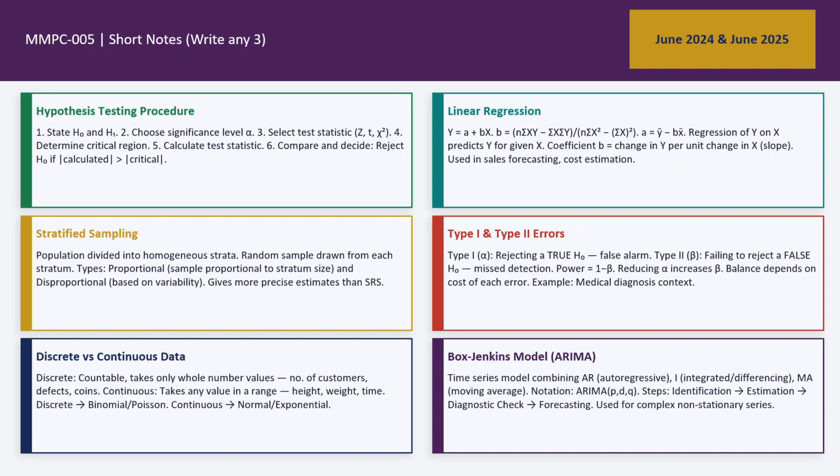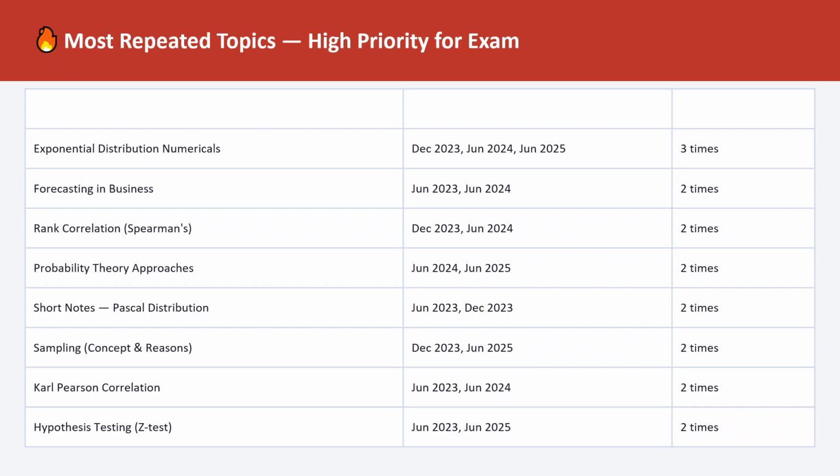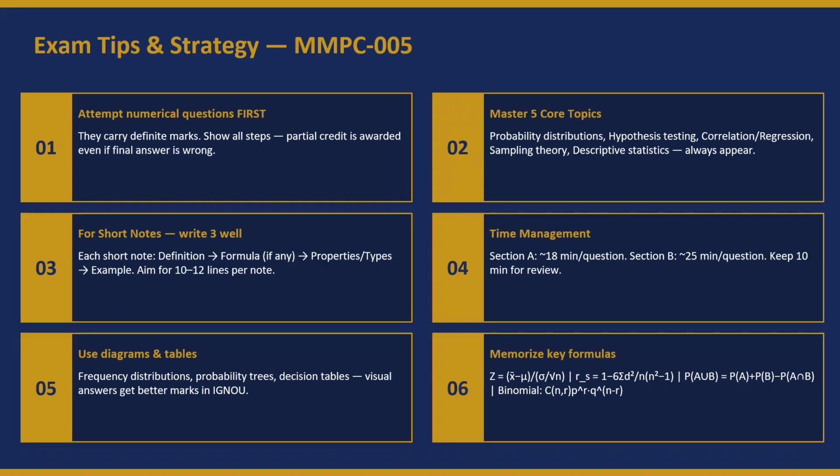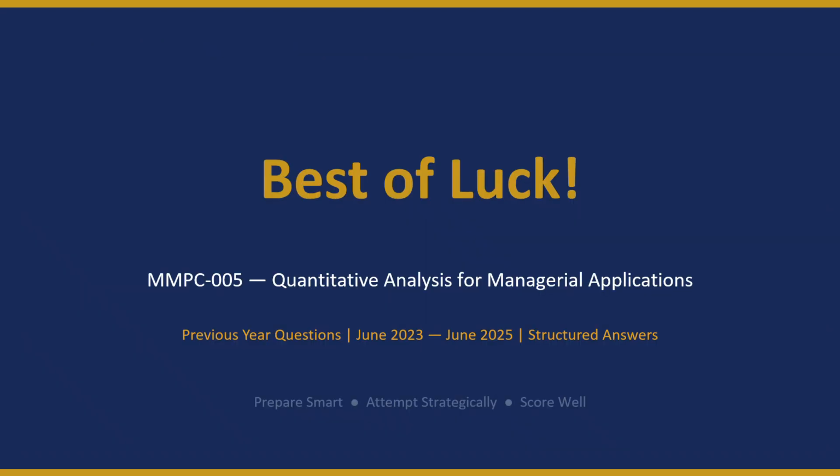Before we conclude, remember some important exam tips. Attempt numericals first, show all steps, focus on core topics like probability, hypothesis testing, correlation, sampling, and statistics. Write short notes in structured format. Manage your time properly and revise key formulas thoroughly. So keep practicing, stay confident, and use this structured approach to score high marks in your MMPC 005 exam.